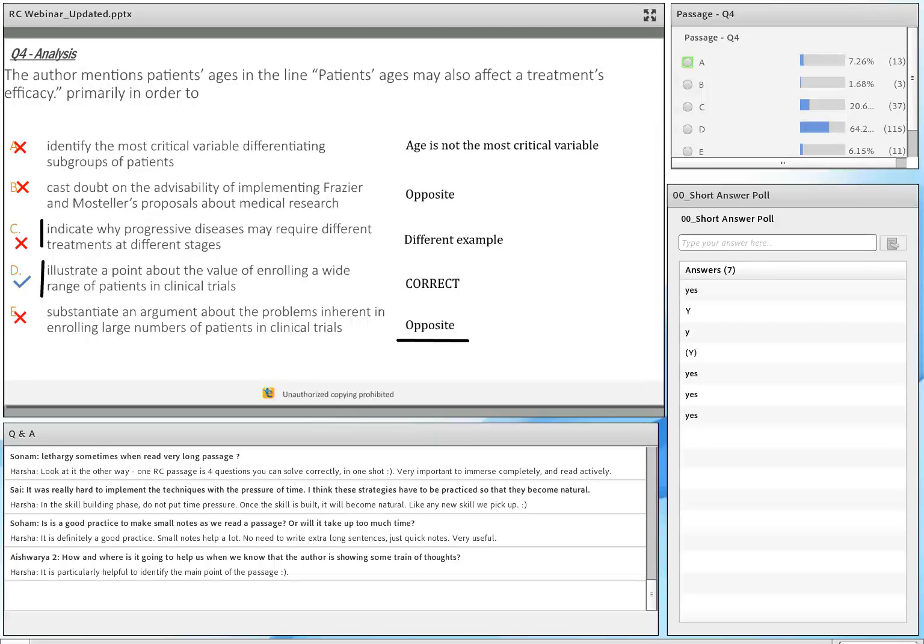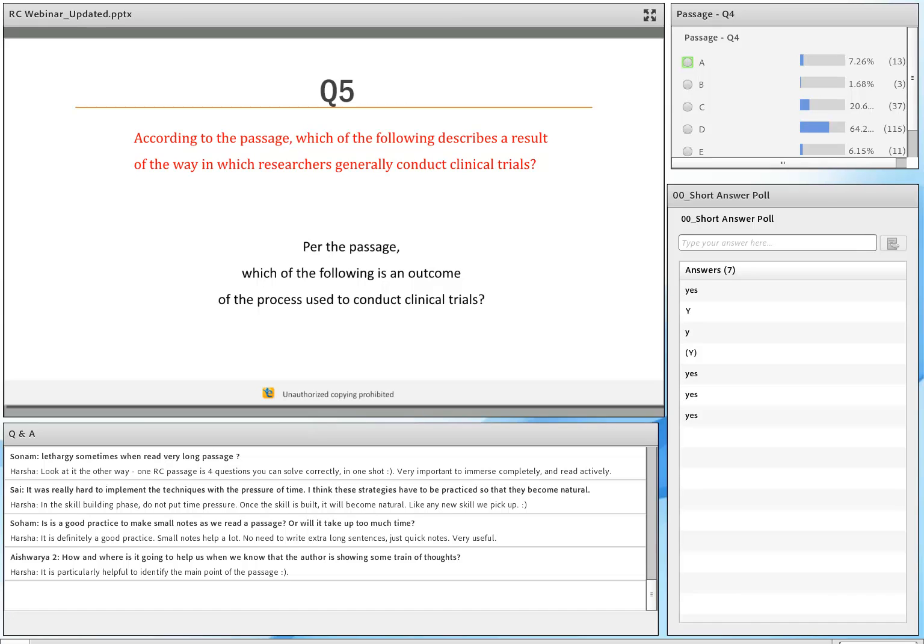Now let's look at the last question. This is, I think, a question where not many of you got it right. According to the passage, this is a detailed question: which of the following describe the results of the way in which researchers generally conduct clinical trials.